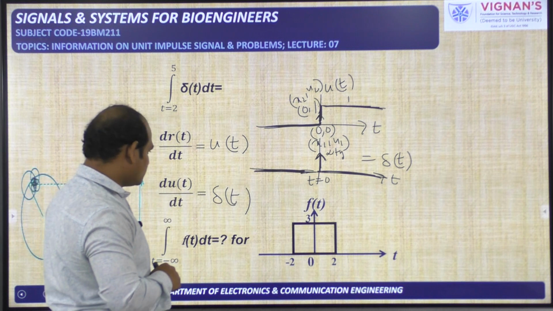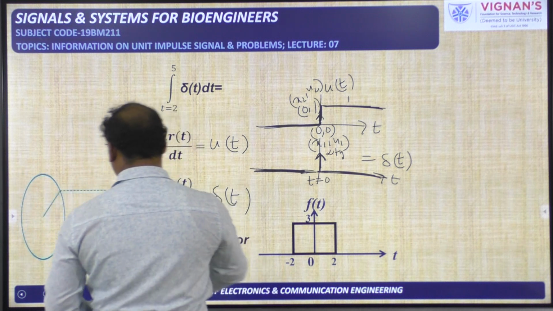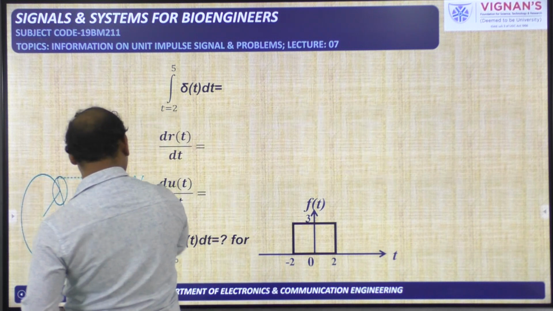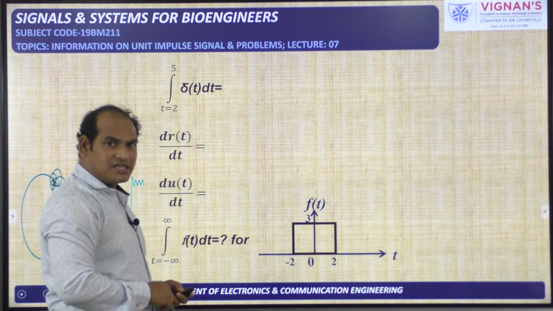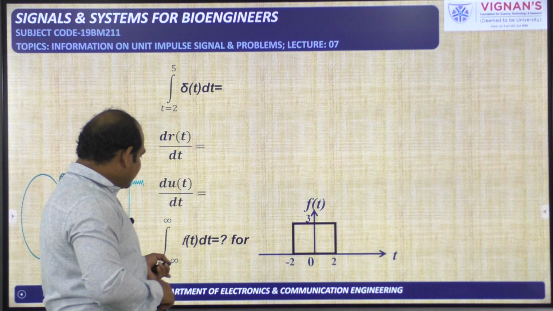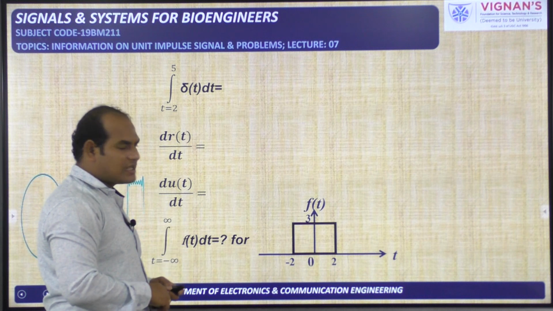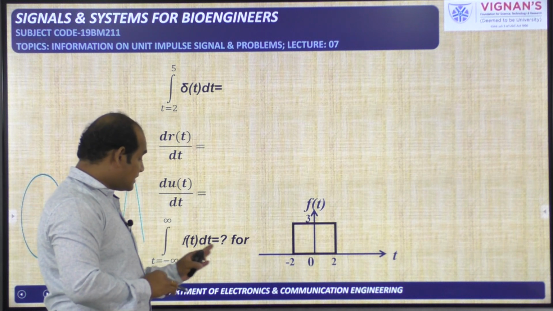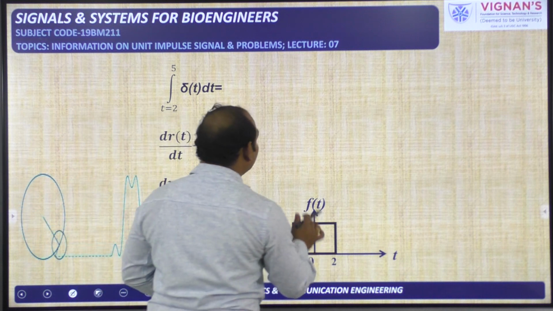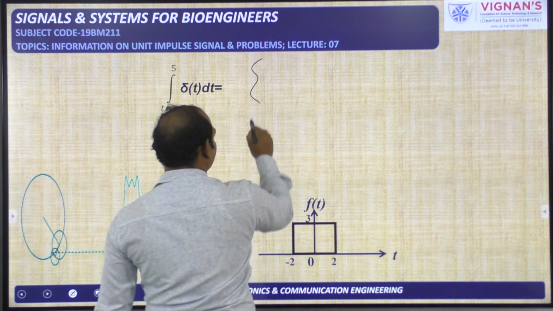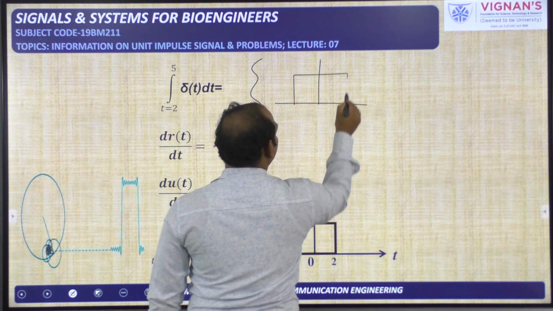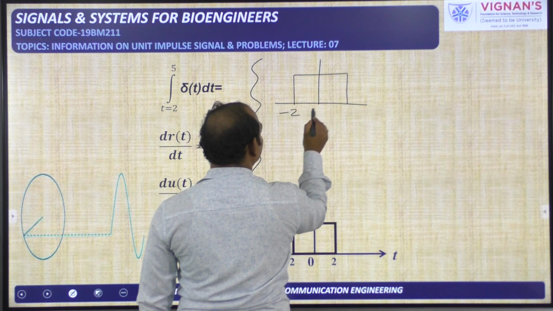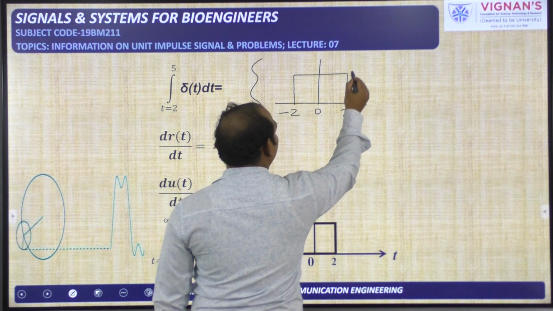Okay, now what is there here? One signal f of t was given. For that we need to find the integration from minus infinity to plus infinity. This is a general formula, general question. So f of t is given here. I am writing again f of t. F of t is from minus 2 to 2. Amplitude is 3.